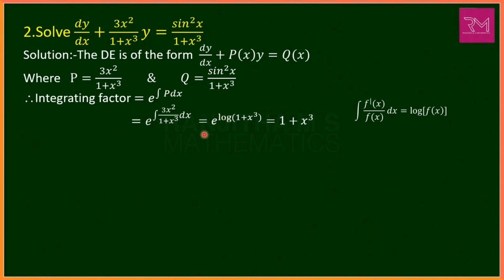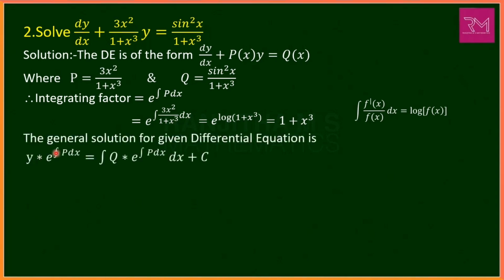In the next step, if we cancel this exponential and log, we get the integrating factor value as 1 plus x cube. So this is the integrating factor. Once we obtain the integrating factor, the general solution for a given differential equation is of the form y into exponential power of integral of p dx, which is equal to integral of q into exponential power of integral of p dx into dx plus some arbitrary constant c.